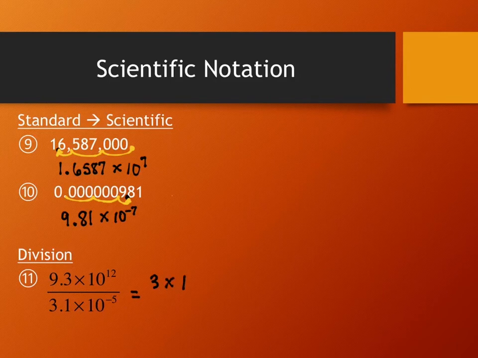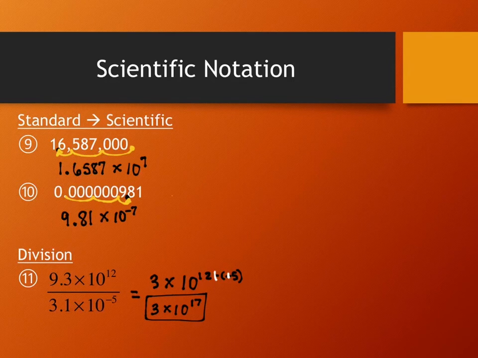Not only that, but we can use properties of exponents. This is a 12, right? 10 to the 12th. This is 10 to the negative 5th. We can subtract exponents, yeah? So this is 12, and then we do minus negative 5. So minus negative 5 is the same thing as plus 5. And 12 plus 5 would be 17. So the answer in scientific notation to this question would be 3 times 10 to the 17th.